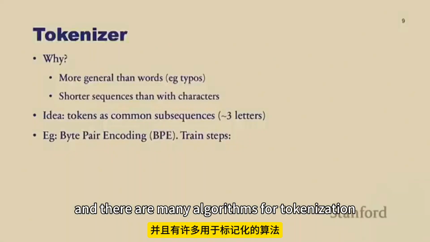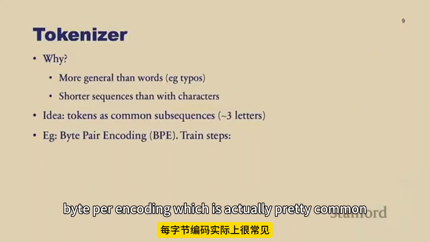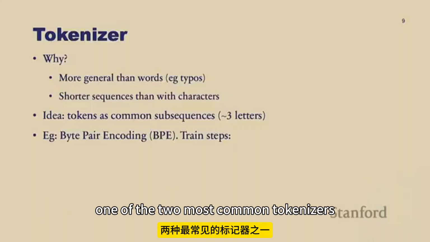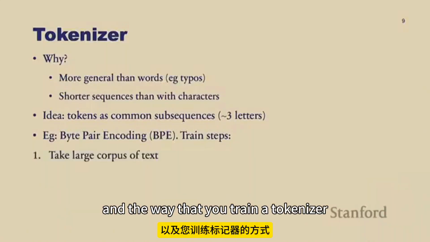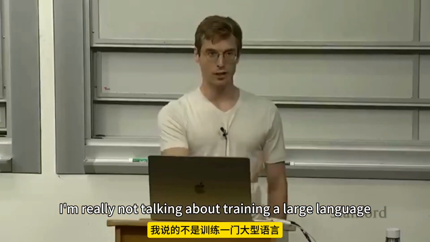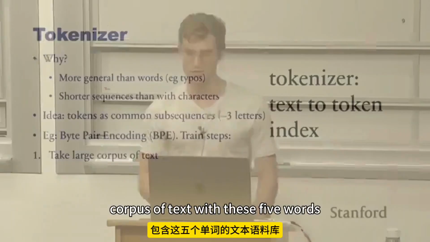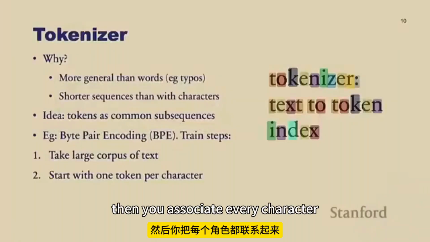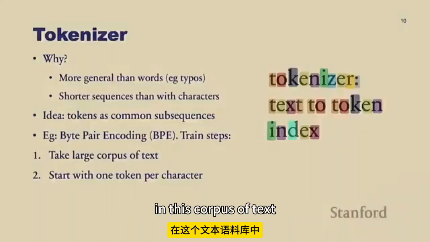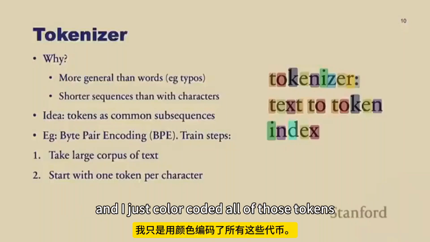There are many algorithms for tokenization. I'll just talk about one of them to give you a high level, which is byte pair encoding, one of the two most common tokenizers. The way you train a tokenizer is that first you start with a very large corpus of text. Here I'm really not talking about training a large language model yet; this is purely for the tokenization step. So this is my large corpus of text with these 5 words. Then you associate every character in this corpus with a different token. Here I split up every character into a different token, and I color-coded all of those tokens.